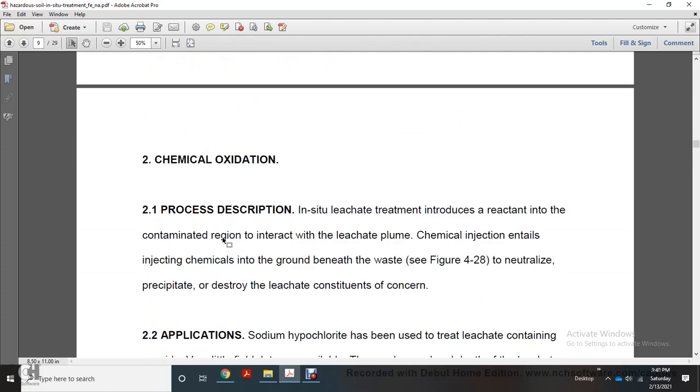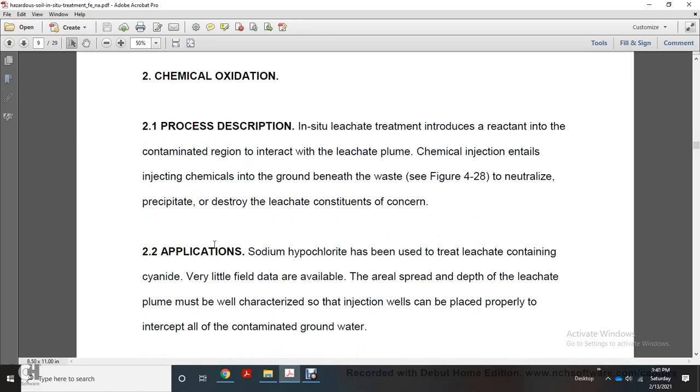Chemical oxidation. Process description. In-situ leachate treatment introduces reactants into the contaminated region to interact with the leachate plume. Chemical injection entails injecting chemicals into the ground beneath the waste to neutralize, precipitate, and destroy leachate constituents of concern. Application: some hypochlorite may be used to treat leachate containing cyanide. Very little field data is available.